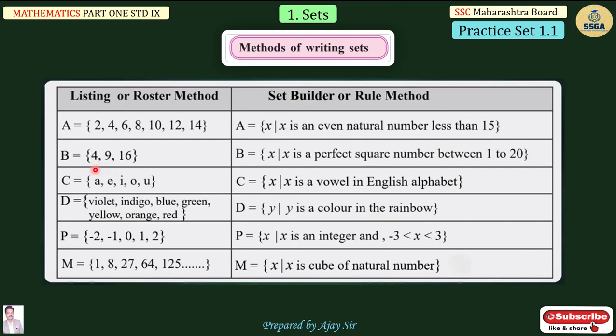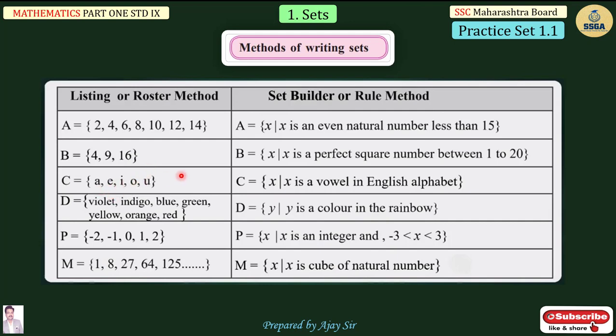Second example: suppose another set is B, with elements 4, 9, 16. If you observe, these are the numbers 2 square, 3 square and 4 square. Means they are perfect square numbers. So B is a set such that X is a perfect square number between 1 to 20. So these are perfect square numbers.